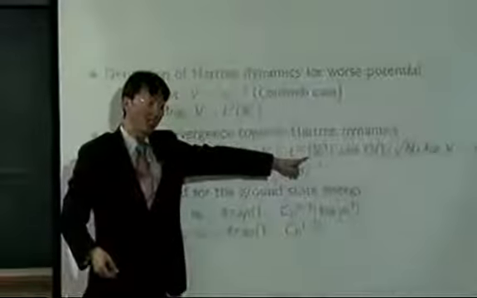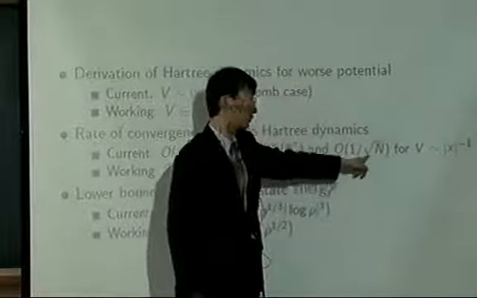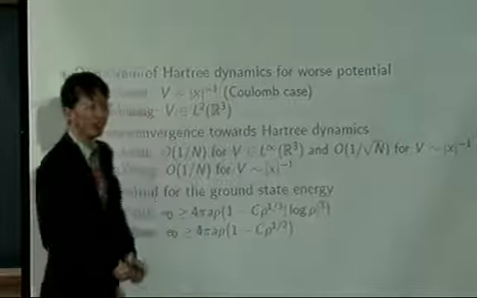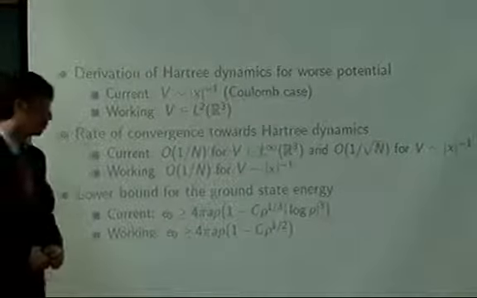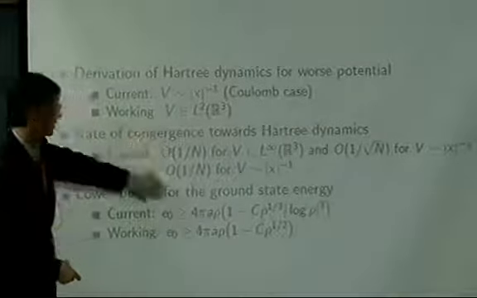So far, it is only proved that when V is bounded, V is in L infinity, this is 1 over n. When V is like Coulomb, so 1 over x, then this is 1 over square root of n. And people believe that for Coulomb potential, it's also 1 over n. So this is the first one.